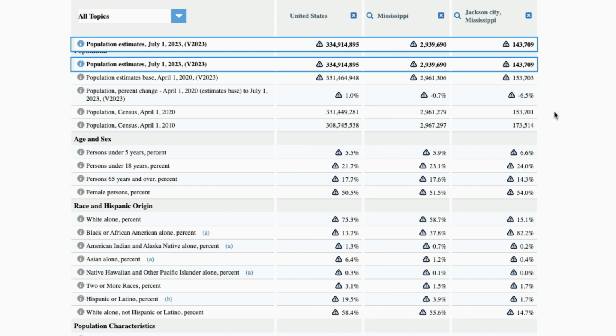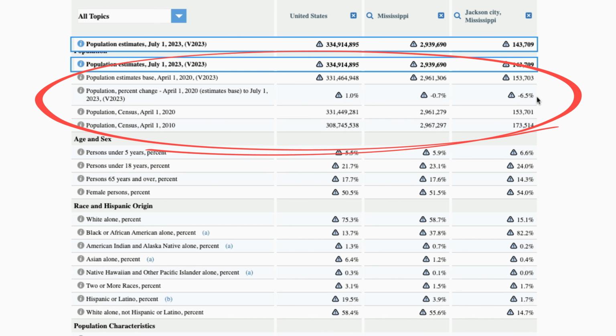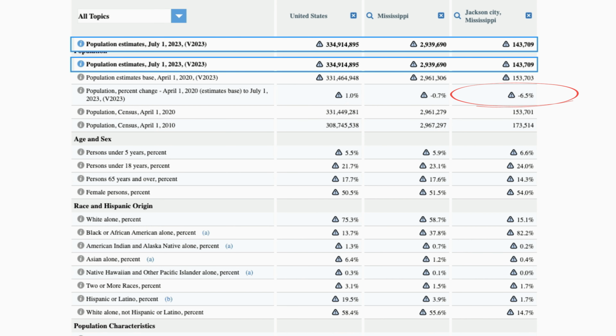But first, taking a look at population, we could see the population of Jackson City, Mississippi is around 143,000 people. Now, here's what's interesting, what's happened over time. This has actually dropped by about 7%. Population percentage change from April 1st of 2020 to July 1st of 2023. Now, this is not something we would want to see in an area that we are investing in.